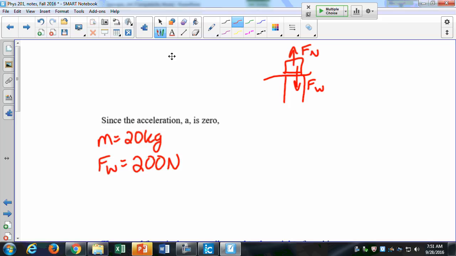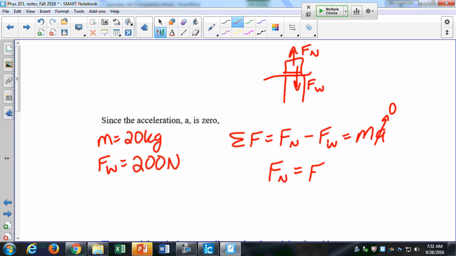I can write my net force. I can say that the sum of the forces is equal to Fn minus Fw, and that's equal to the mass times the acceleration. In this case, the acceleration is 0, so I can say that Fn is equal to Fw. So in this case, we can calculate the normal force, and it's equal to 200 newtons.